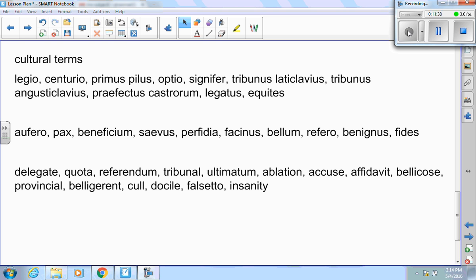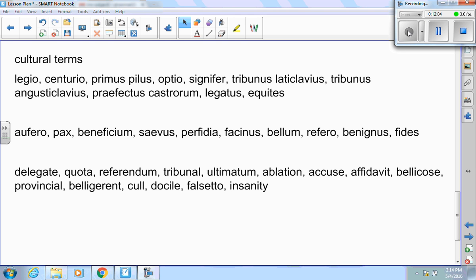Tribunus Laticlavius is a junior officer from a noble class, so high birth. Tribunus Angusticlavius is a junior officer from a wealthy middle class family. Praefectus Castrorum is a commander of the camp. Legatus is a commander of the legion.